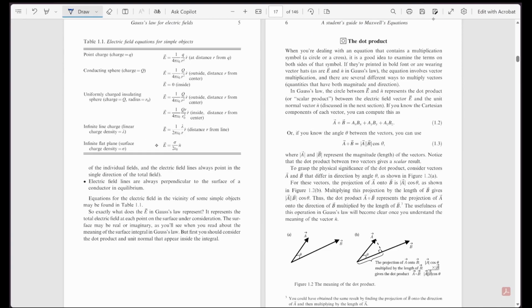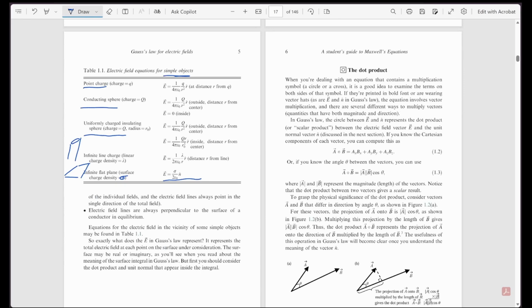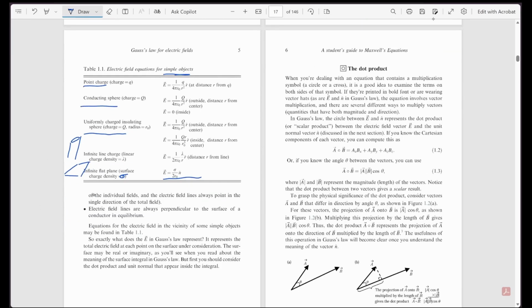Those are some formulas for electric fields for different objects, like a point charge, conducting sphere, insulating sphere, infinite line charge, and infinite flat plane with surface charge density equal to sigma. Okay, so let's complete the sentence. It was just saying that the field is the vector sum of the individual fields, and the electric field lines always point in the direction of the total field.